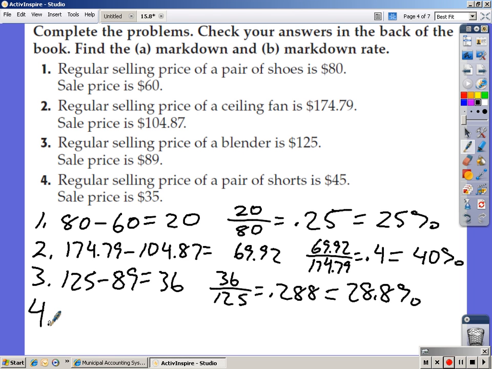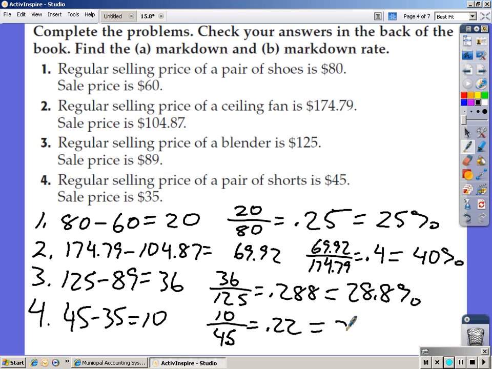And number four is 45 minus 35, which is 10. 10 divided by 45. 10 divided by 45 is 0.22 repeating, which is 22.2%. Okay? Pretty easy stuff there.